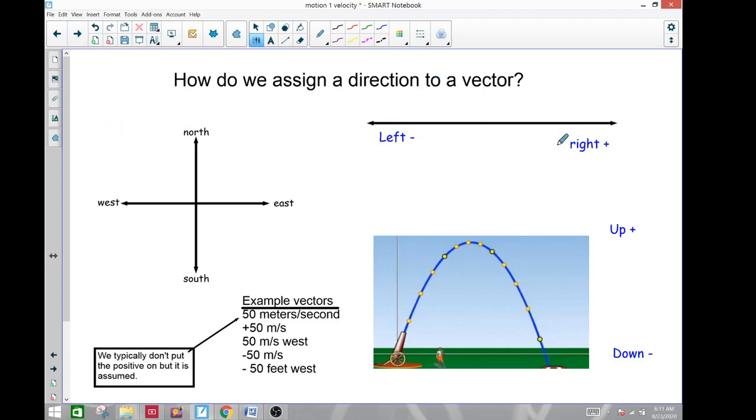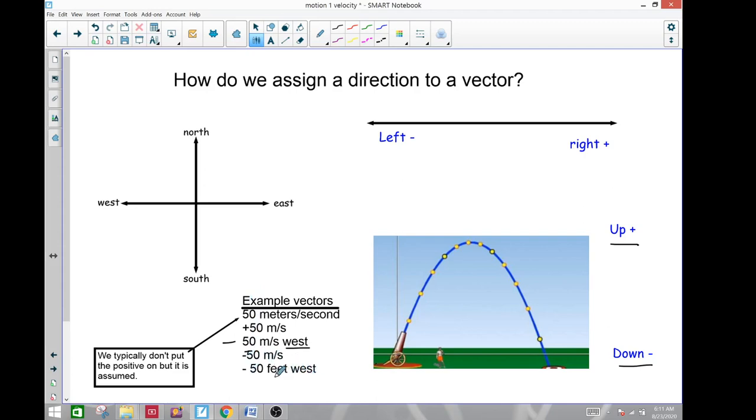Again, to the right it's positive, to the left it's negative. Up is typically positive, down is negative. So examples of some of these vectors: positive 50 meters per second, or you could say positive 50 meters west. Again, that would be to the left. We could say negative, it could also be positive, it just depends how you set your frame of reference up. Negative 50 meters per second, negative 50 meters west.